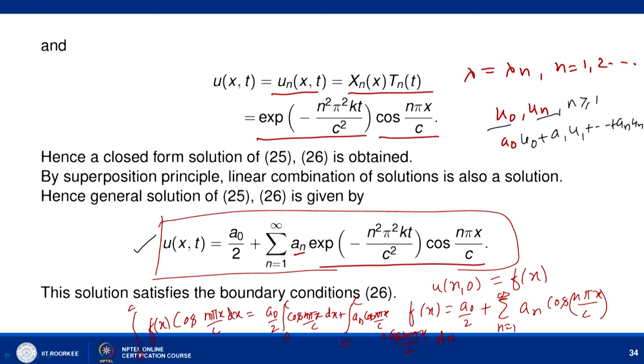Here, using orthogonality, you can find out the value of a naught by 2. You consider the case when m is not equal to n, and then you can find out the corresponding values of the coefficients. This part I am leaving to you, and you can easily find out the coefficients a naught and a n using the orthogonality of cos n pi x by c, as we have done the expansion of g of x in terms of eigenfunctions.